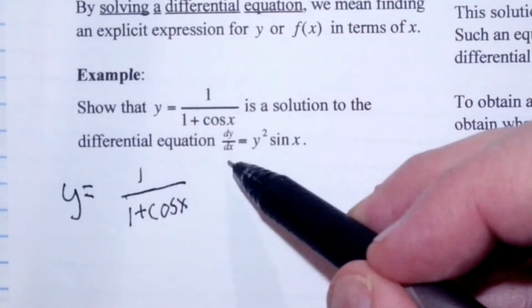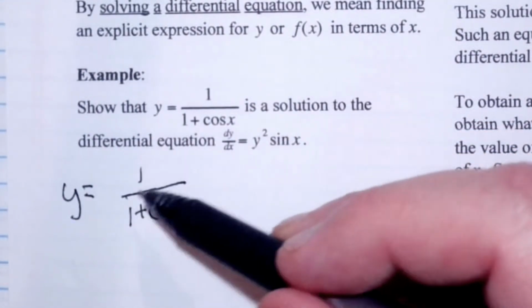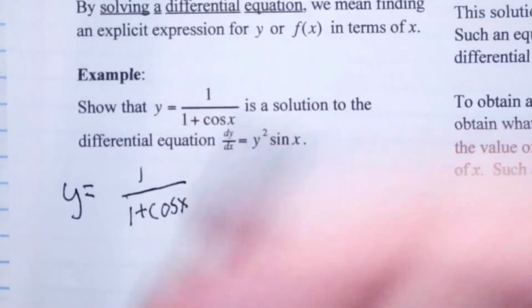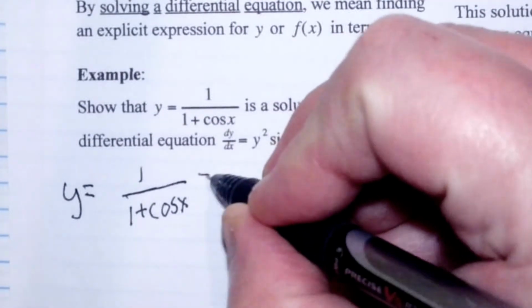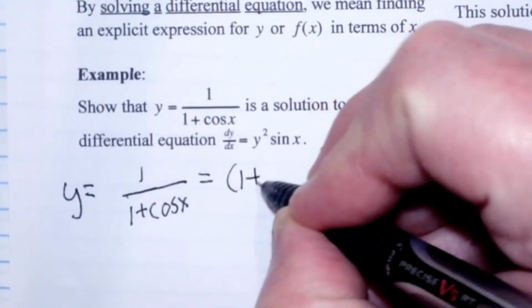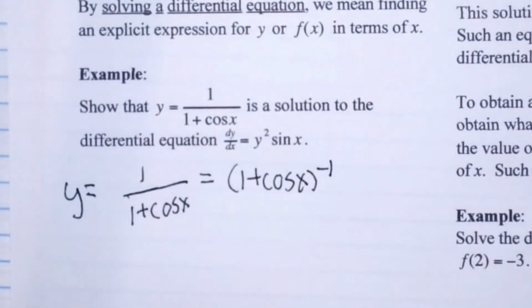So the left side is dy dx. So given that y equals 1 over the quantity 1 plus cosine x, what would dy dx be? What would the derivative be? Well, let's rewrite y as 1 plus cosine x to the negative 1. That will help make the differentiation a little bit easier.